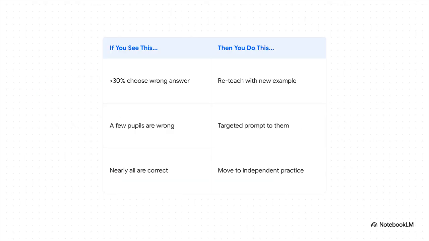And this is where that pre-planning just pays off big time. You've already decided if more than 30% of the class picks a certain wrong answer, you're going to reteach that specific point with a new example. Boom! No guesswork. If it was just a few students, you could just talk to them individually. Your response is immediate and perfectly targeted.